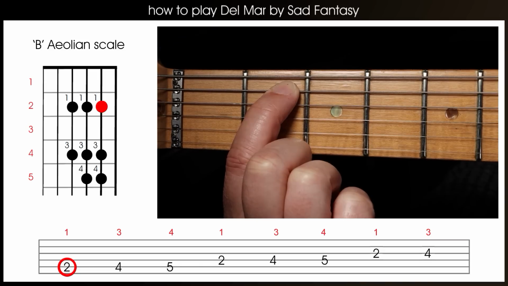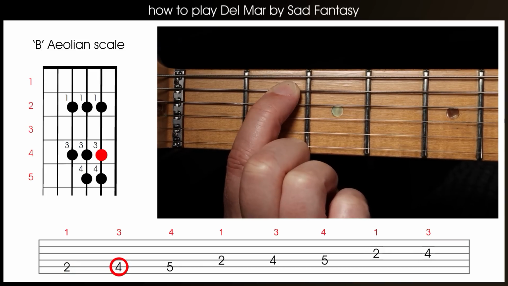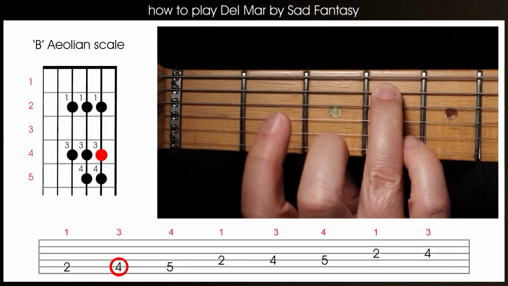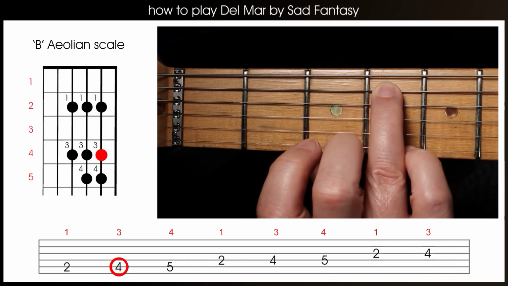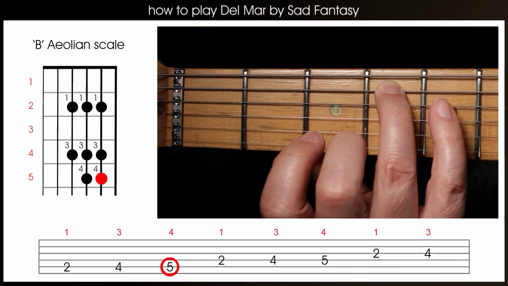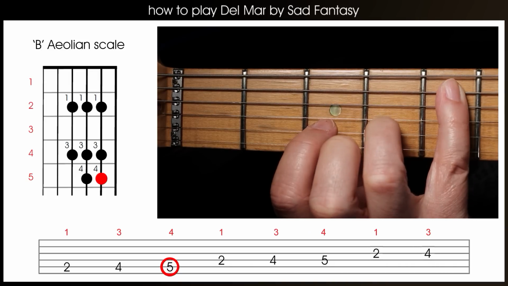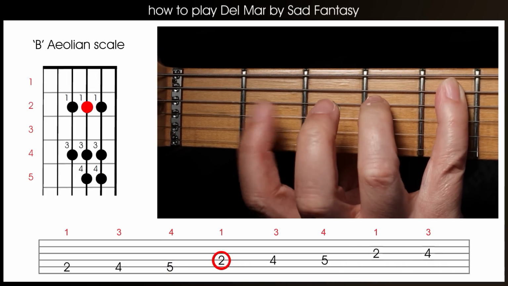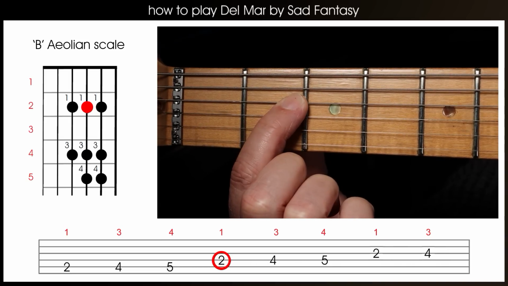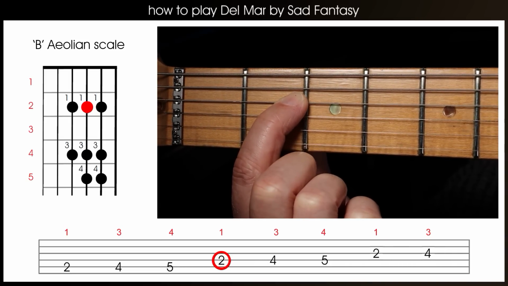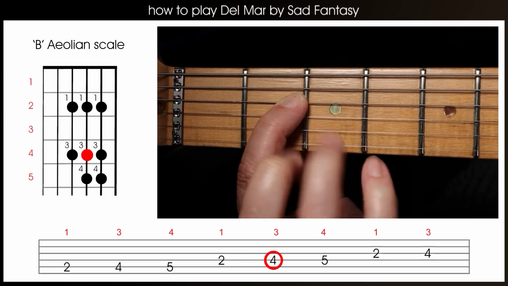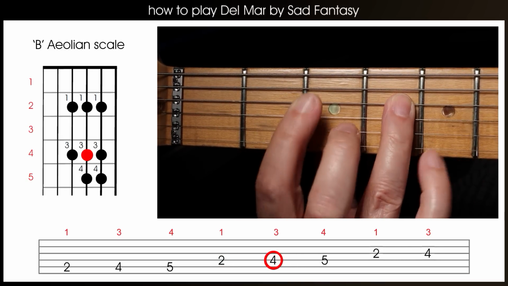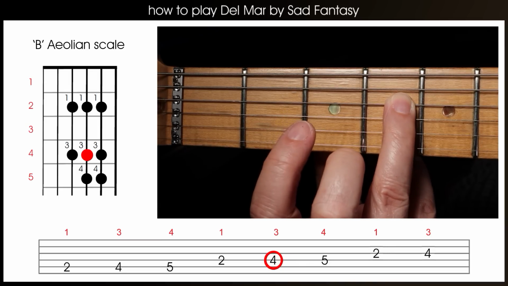Now press the 3rd finger on the 4th fret of the A string and play that. Place the 4th finger on the 5th fret of the A string and play that. Now press the 1st finger on the 2nd fret of the D string and play that. Now press the 3rd finger on the 4th fret of the D string and play that.